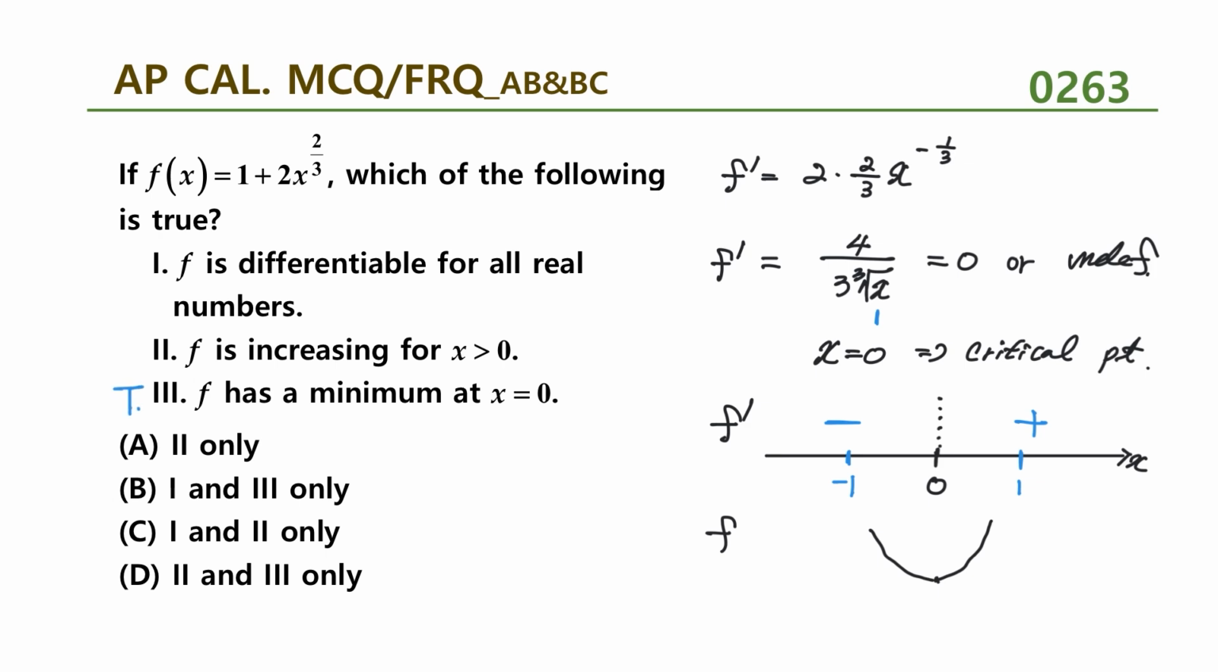Second part, f is increasing for x greater than 0. Is it increasing? Yes, because f prime is positive here, which means f is increasing on this interval. So this is also true. Is f differentiable for all numbers? No. At x equals 0, f prime is 4 over 0, which is undefined. So f is not differentiable at x equals 0, and the first one is not true.